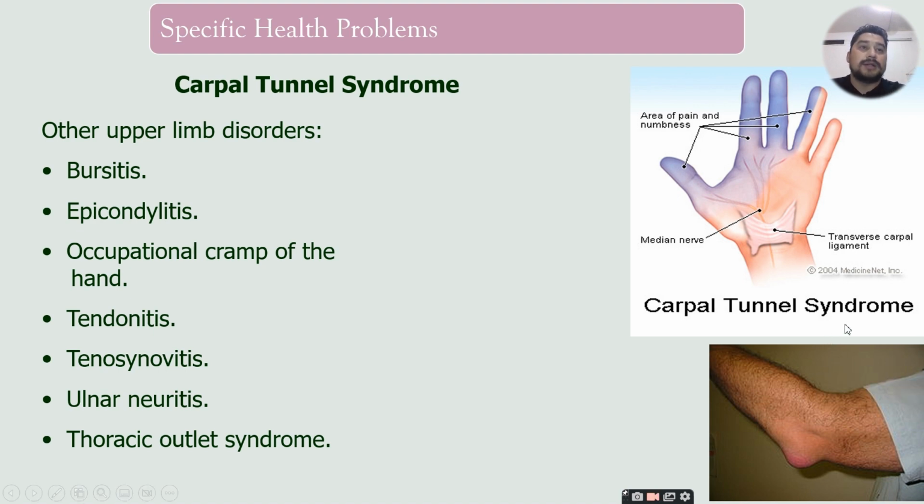So this is carpal tunnel syndrome. Here you can see the area of pain and numbness. In this area, numbness will start and it will start to pain also. This is the median nerve, and this is the transverse carpal ligament.